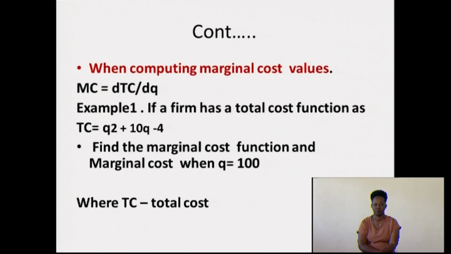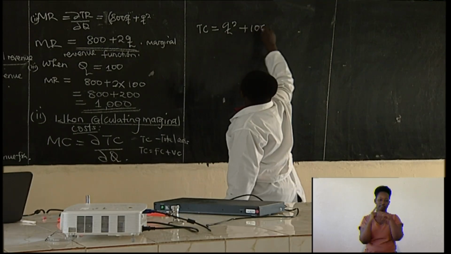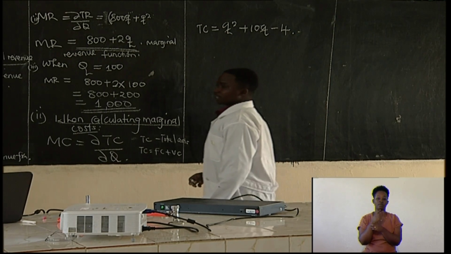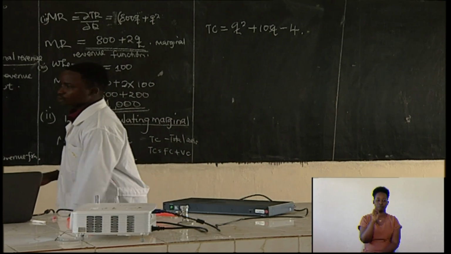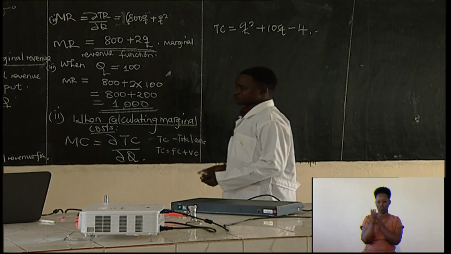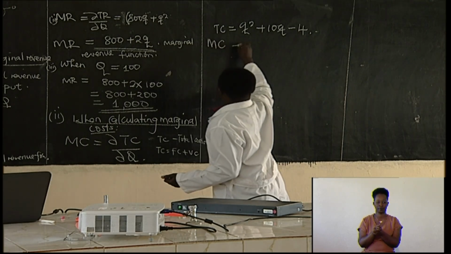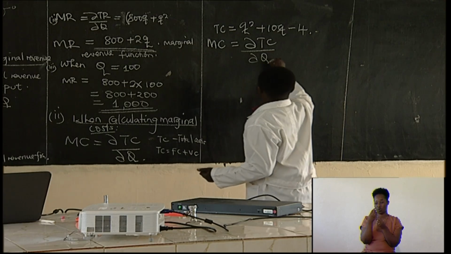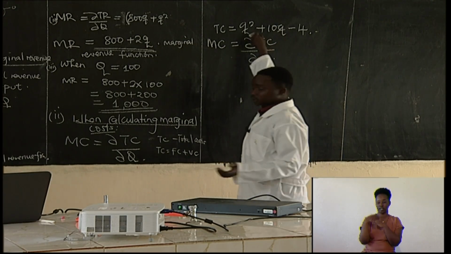So how do you go about this? This is not very hard. We have our total cost function, which they have given us as Q squared plus 10Q minus 4. They want you to get the marginal cost function. To get it, we differentiate the total cost function with respect to output, because our function is expressed in terms of output.